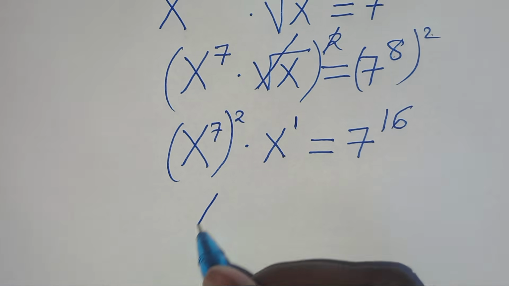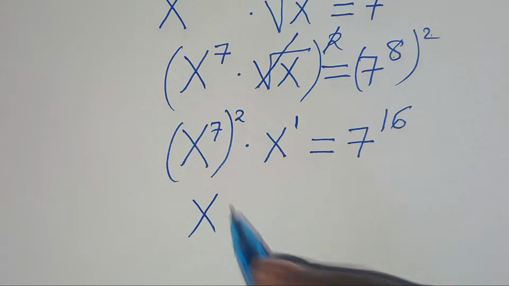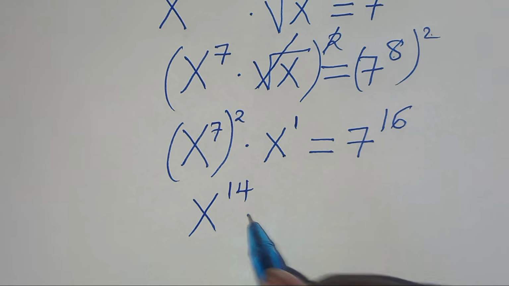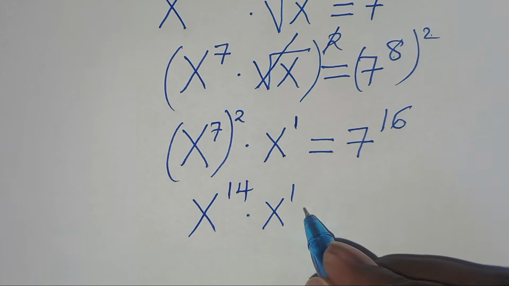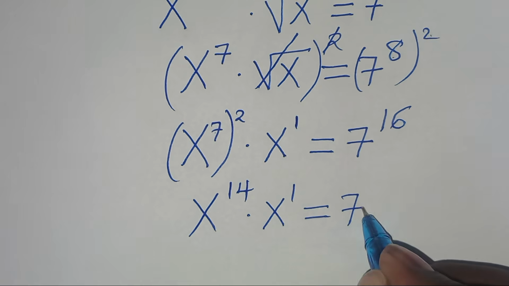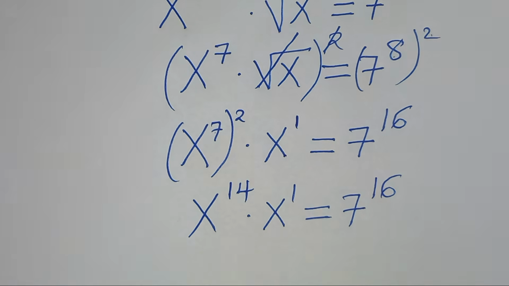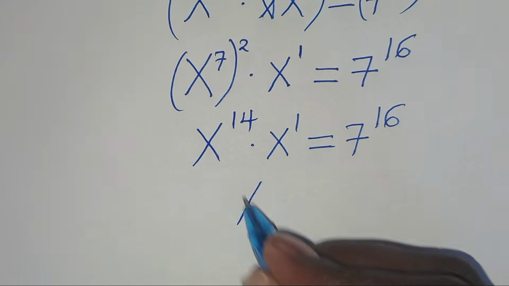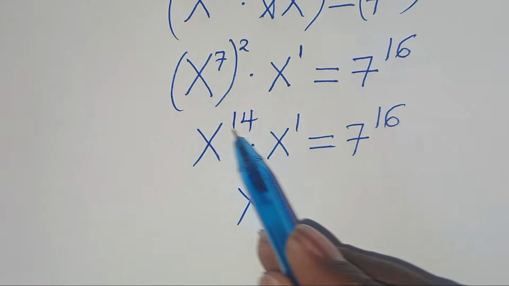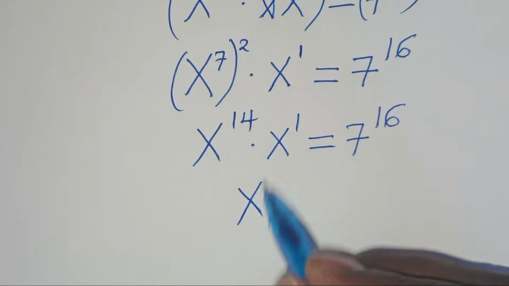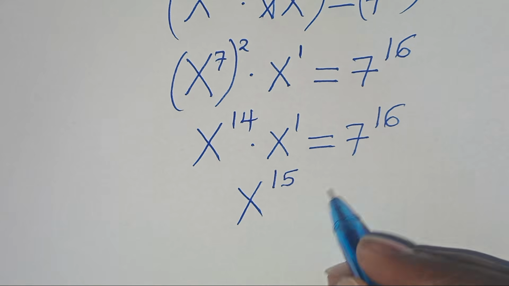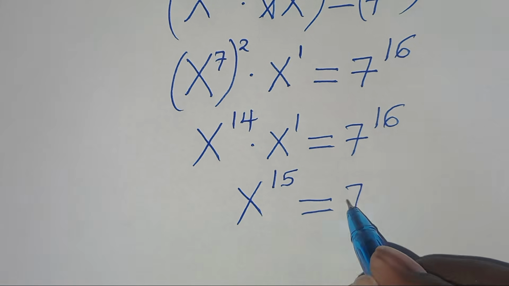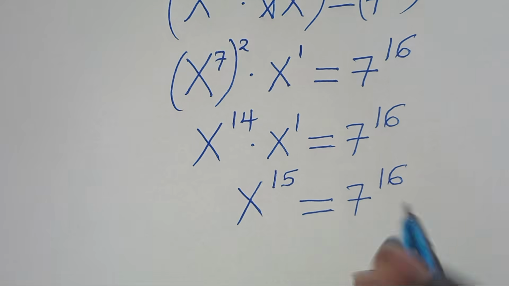So this is x raised to the power of 7 times 2, which is 14, times x to the power of 1. This is equal to 7 raised to the power of 16. Now the next step is that this is x raised to the power of 14 plus 1. This is x to the power of 15, and this is equal to 7 raised to the power of 16.